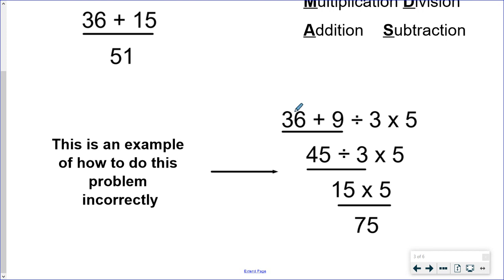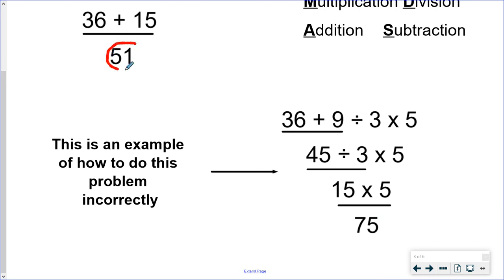Here's your answer. So let's say I did 36 plus 9 first. If I did the 36 plus 9 first, I get 45, and then I'd bring the divide by 3 down and the multiply by 5. Then the next thing I do is 45 divided by 3, which would give me 15. And again, I bring the multiply by 5 down. And then the last one I do is 15 times 5, and this answer here is 75.